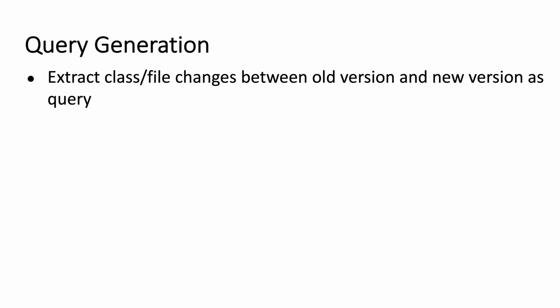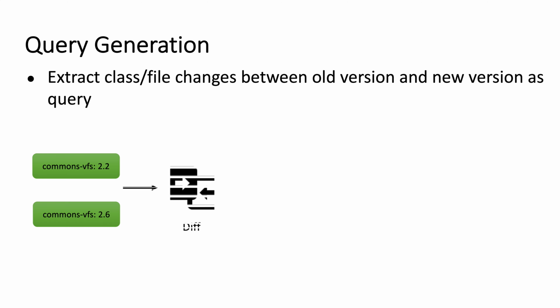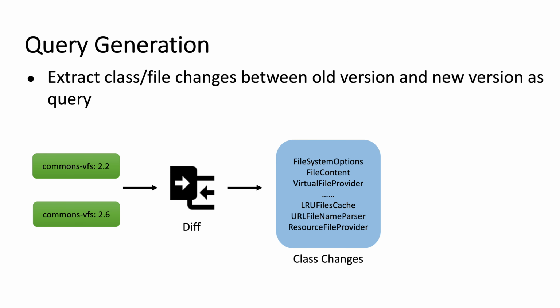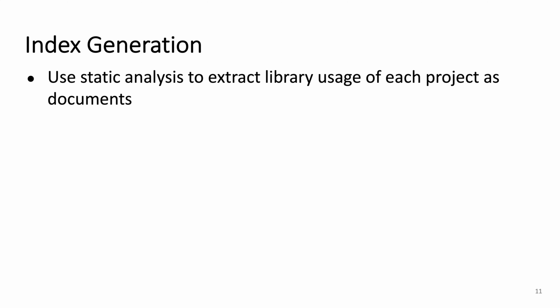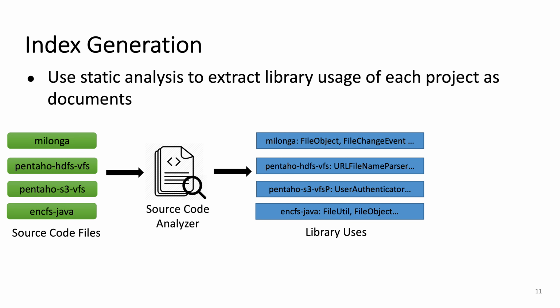For the query generation part, we extract the class and file level changes between the old version and new version as the query. We have two versions of the library, get the diff information, and get class changes. Due to the space limit, we only show the class name here. In fact, we extract the whole package name into the query document and construct our query. For the index generation part, we use static analysis to extract the library usage of each project as a document. We have a bunch of source code files from client projects, we analyze them, get the library usage, and construct them into documents.